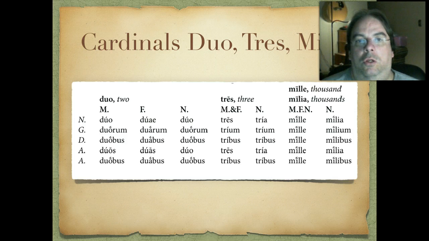So unus, just a regular first, second, duo, then tres, then mille. All exceptions. Everything else up to 100 is indeclinable. And there's a chart in the back of the book. You might want to take a look at that.